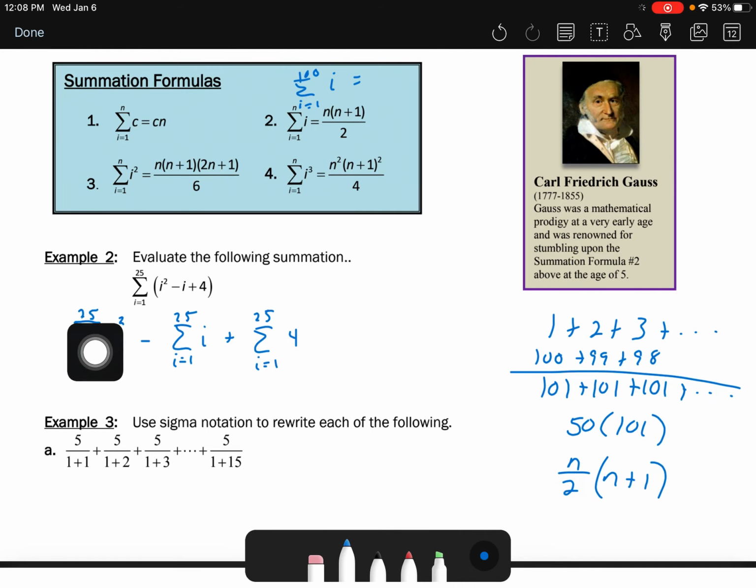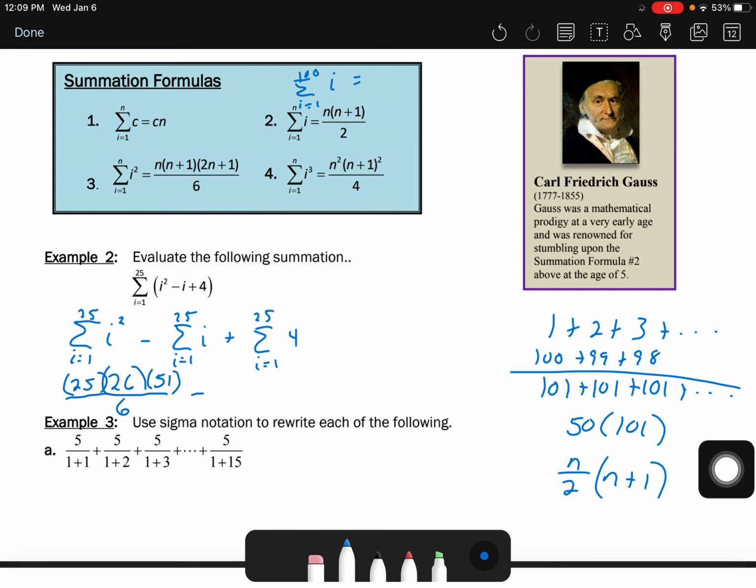And so n, meaning the upper bound number, is 25. So for this one, I'd have 25, and then the next one would be 25 plus 1, so that would be times 26, because one more. And then the next one would be 2 times 25 plus 1, so 2 times 25 is 50 plus 1, that'd be 51. Those would be the three numbers that I would multiply in the numerator, and then I'd have to divide that by 6. So that's the formula for the i squared piece, and I can just type it into my calculator and come up with that number right there.